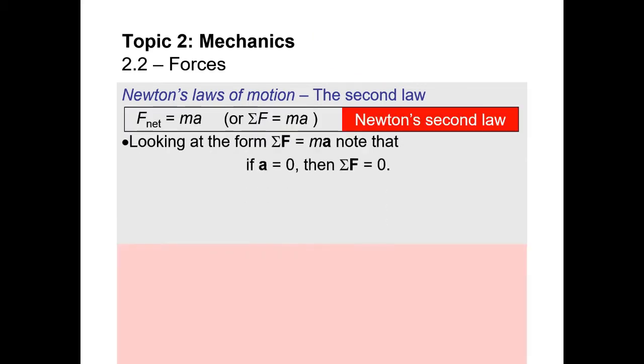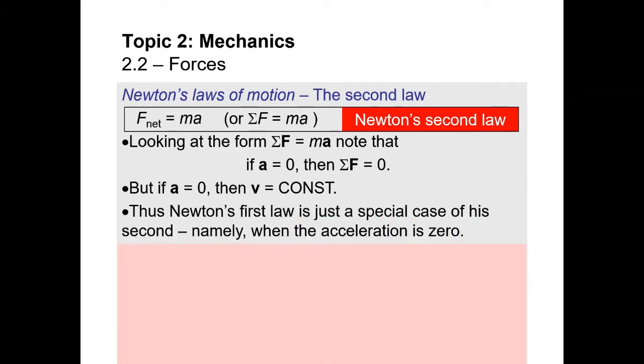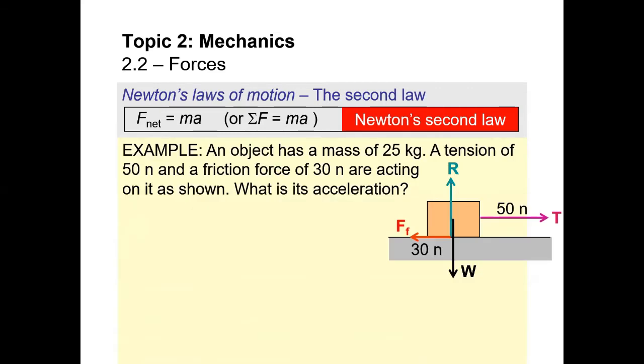Looking at the formula, resultant force equals ma, note that if acceleration equals 0, then resultant force equals 0. But if acceleration equals 0, then velocity becomes constant. Thus, Newton's first law is just a special case of his second law, namely, when the acceleration is 0. Let's take a look at the example.